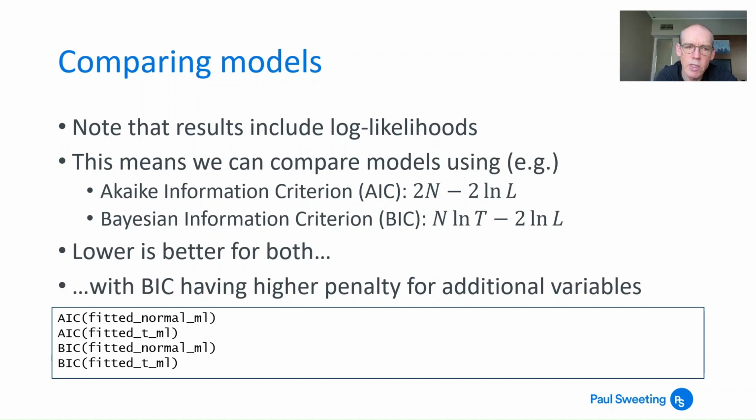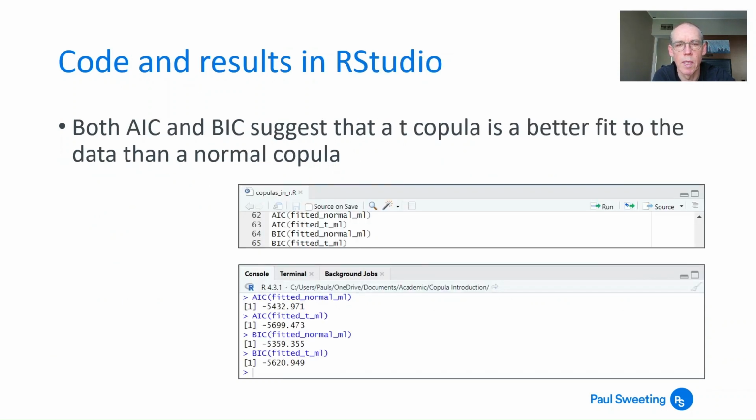So you can do this by just running the command AIC or BIC on those copula objects, fitted normal ML, fitted TML. So you don't even need to explicitly use the log likelihood because those functions will see there's a log likelihood function in there and then use it to calculate these items, the AIC and the BIC. So that's how the code looks, and there's the results. So for the AIC for the normal and the T, and the BIC for the normal and the T, you can see that for both of them the T copula is a better fit to the data than a normal copula, which is kind of what you'd expect, I think, when you've only got 6 degrees of freedom.